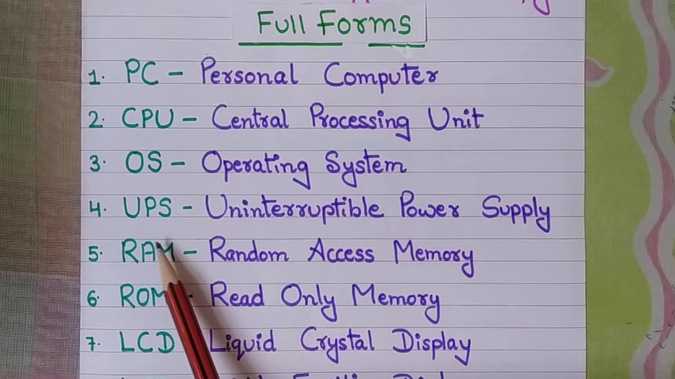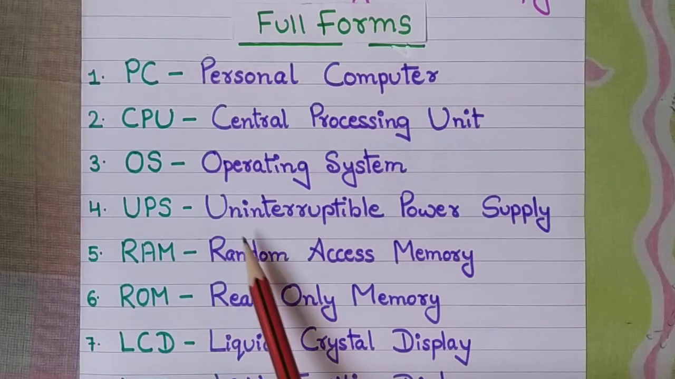Fourth, it is UPS, that is uninterruptible power supply. Why are we attaching the system to the UPS? Because whenever there is a fluctuation in the power supply, it controls all this. Your system won't be disturbed, and the work which you are carrying out won't be disturbed.